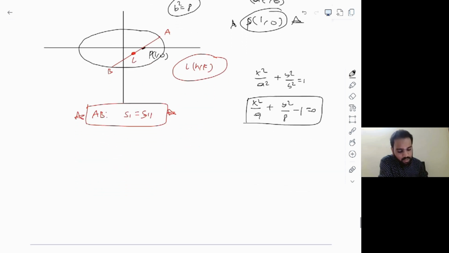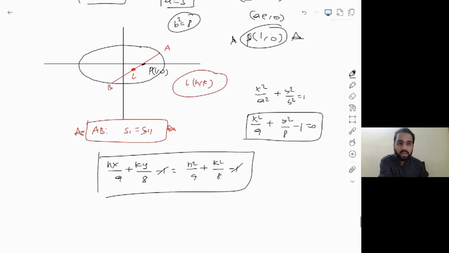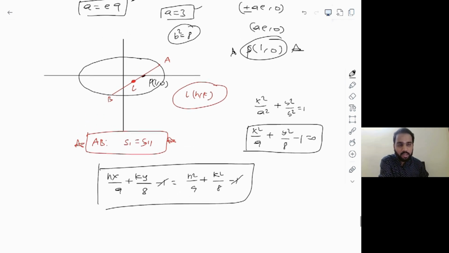Okay. So with respect to the midpoint L h comma k, let's write down S1 here, which is clearly hx divided by 9 plus ky divided by 8 minus 1 is equal to, what is S11 with respect to the point h comma k? h squared divided by 9 plus k squared divided by 8 minus 1. So clearly the 1 will be cancelled out, and the remaining part is your equation of the chord AB whose midpoint is L h comma k.